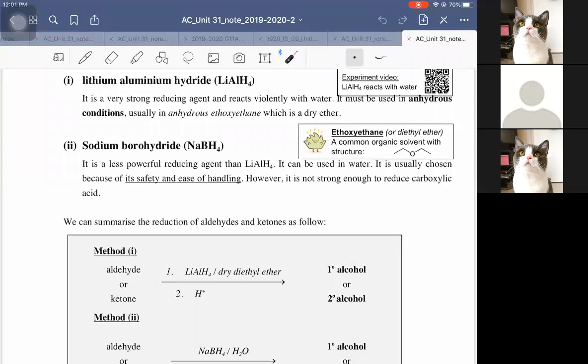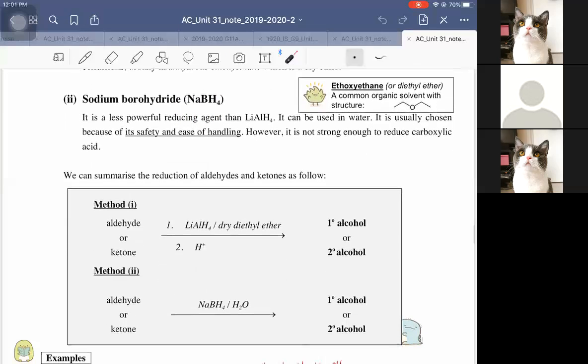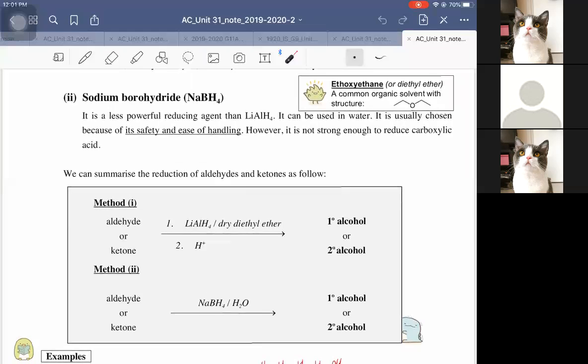Okay, so the second reagent we can use to do reduction is sodium borohydride. And remember, for sodium borohydride, the solvent we can just choose water. Okay, it doesn't have to be anhydrous.